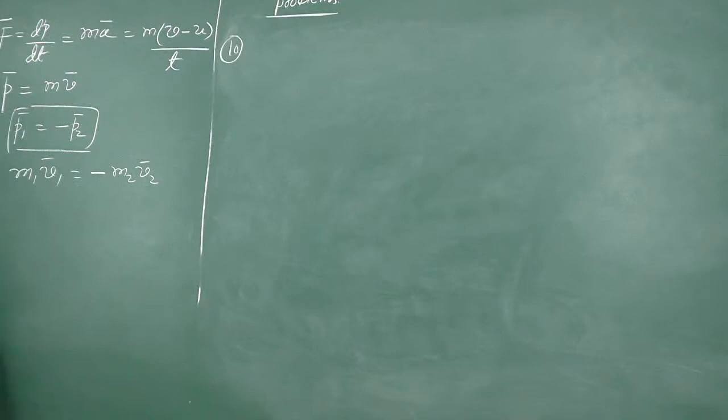Next, find the acceleration of the blocks and the tension in the string. g is given as 10 meter per second square.